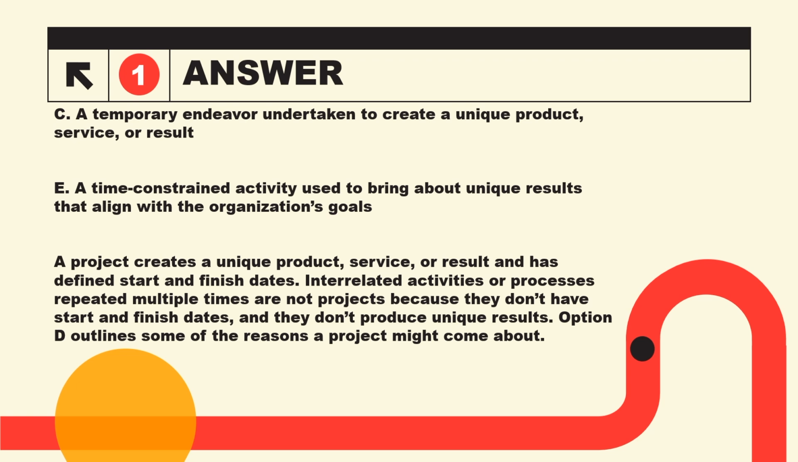A project creates a unique product, service, or result and has defined start and end dates. Interrelated activities or processes repeated multiple times are not projects because they don't have a start and finish date, and they don't produce unique results. Option D outlines some of the reasons a project might come about.